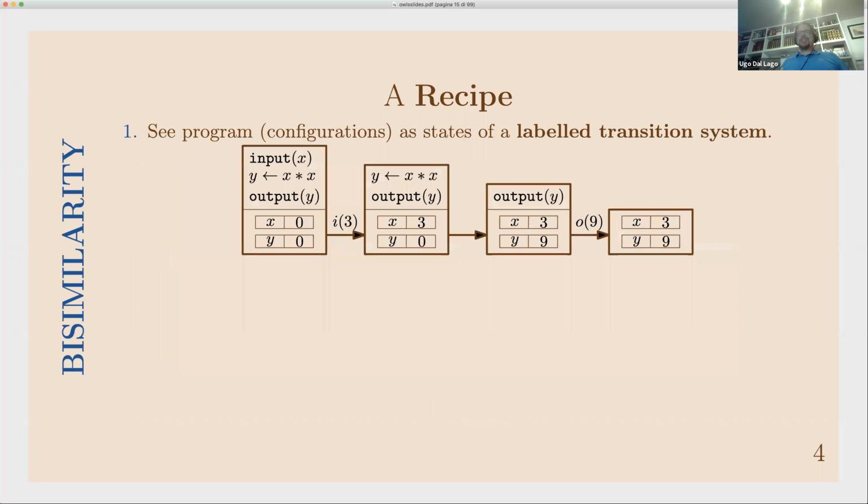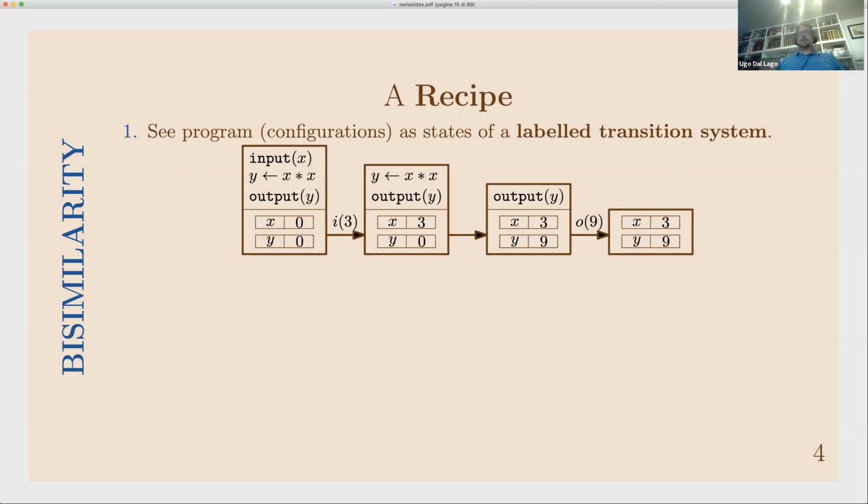Actually, this is not at all the end of the story. There are other notions of program equivalence that you can introduce. For example, you can go by way of co-induction, and with co-induction, you can interpret programs not as a family of relations directly, but by going through labelled transition systems.